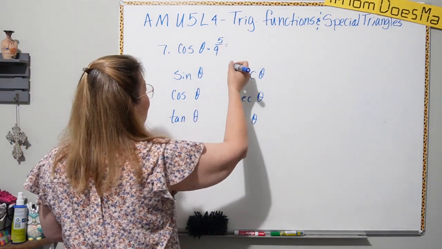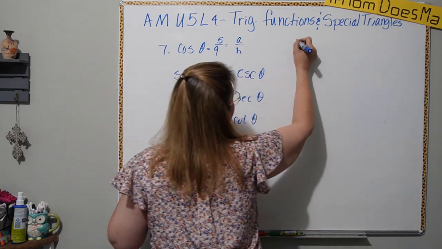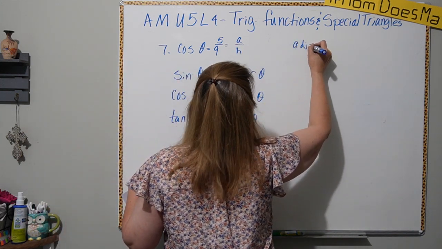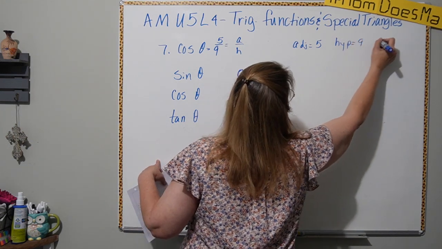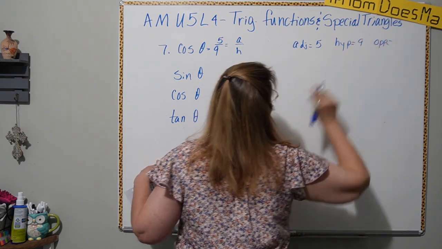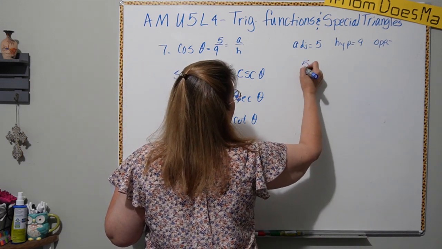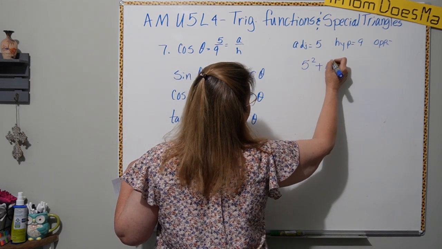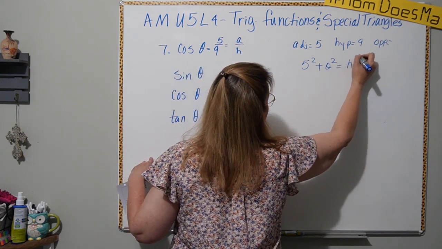Okay, for number 7, they tell me that the cosine of theta is equal to 5 over 9. So what sides are cosine? This is your adjacent over your hypotenuse. So if I'm labeling everything, my side adjacent is 5. My hypotenuse is 9. And my side opposite, I don't know. So I'm going to have to use Pythagorean theorem. Now remember, it's going to be 5 squared plus, we'll call it O squared, equals h squared.